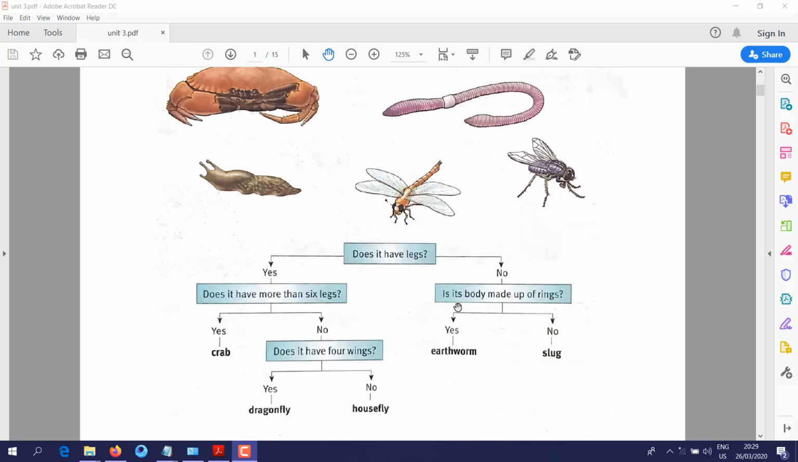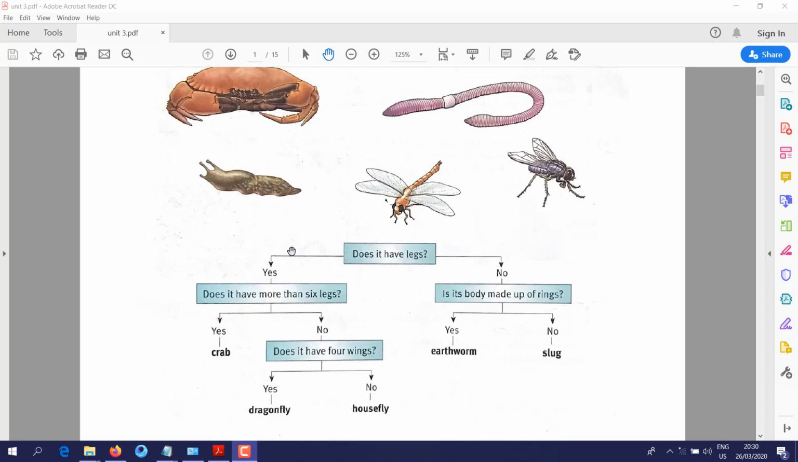The second question, is its body made up of rings? Yes or no? Now these 2 examples. Let's say you say yes. Which one of these 2 animals has rings? So it's this one, earthworm. Now you can identify earthworm by saying: its body has rings and does not have legs. The same thing with slug. No rings. If you look at the body, there are no rings and also it does not have legs.